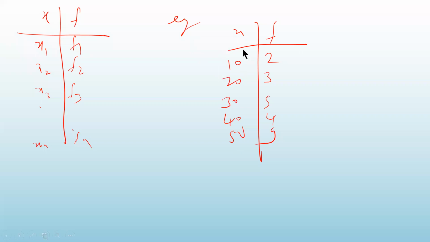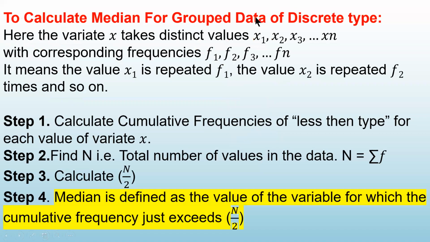Continuous type का data रहेगा तो यहाँ पर आपको class interval. This is how you can distinguish. So we are in the discrete type of data. Meaning what? The variate is taking the values x1, x2, x3, xn along with the frequencies f1, f2, fn.